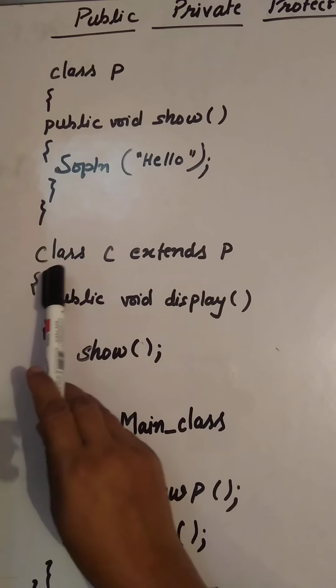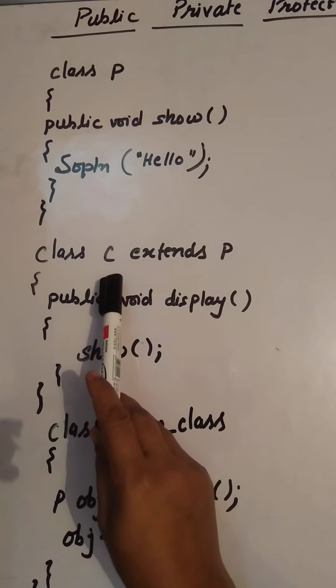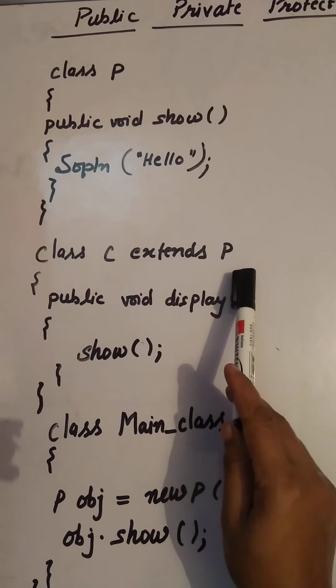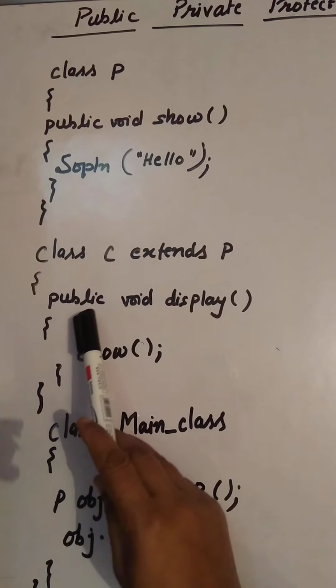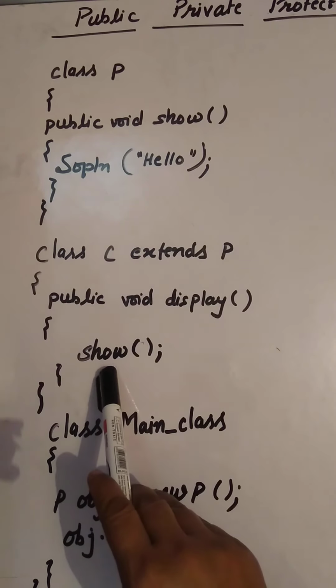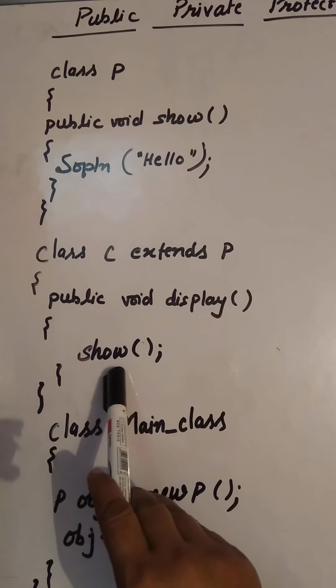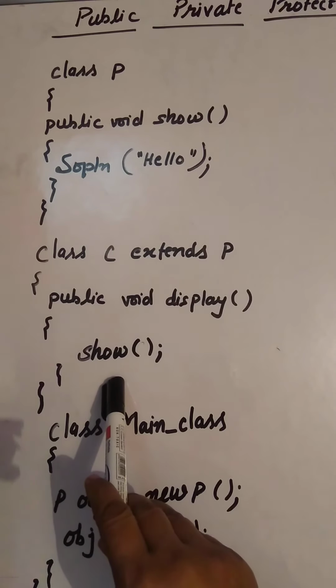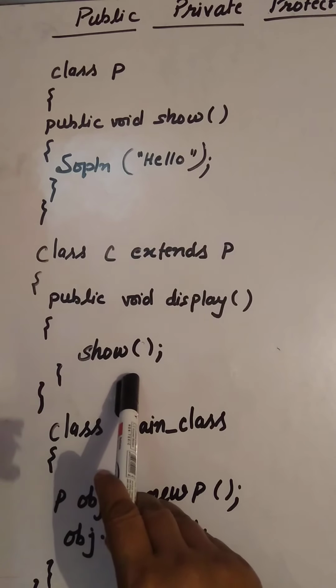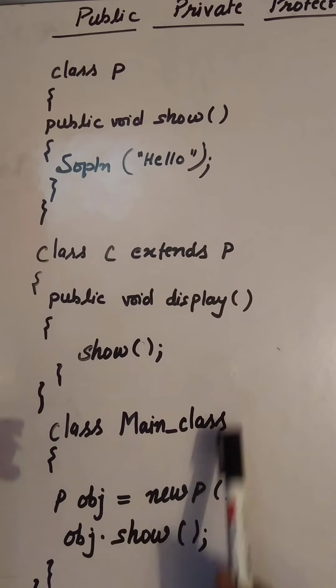Okay, then the next class is class C, a child class. Extends P. Extends means inherit the P class. In this class, public void display is a method, and in this method we are going to show the method of the parent class. Okay, show method, we are calling the show method within this class.